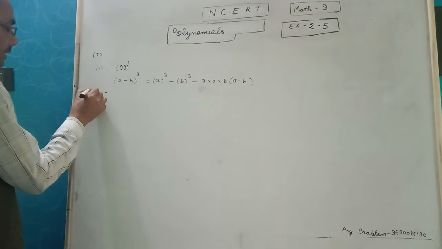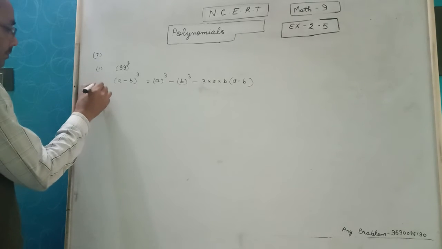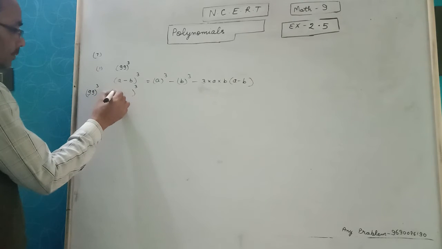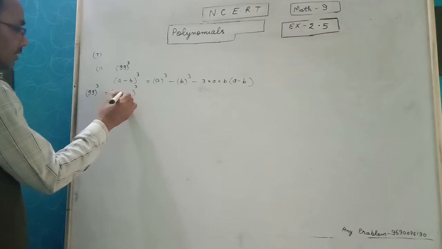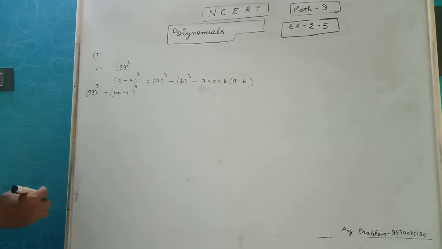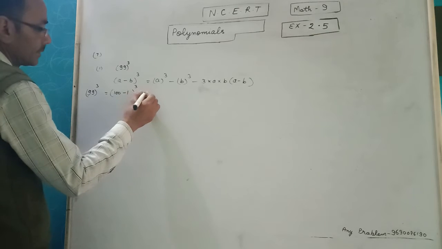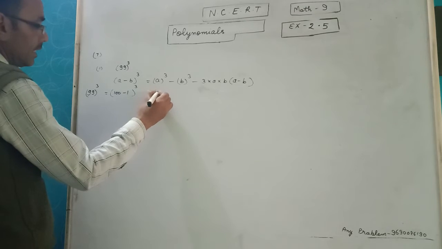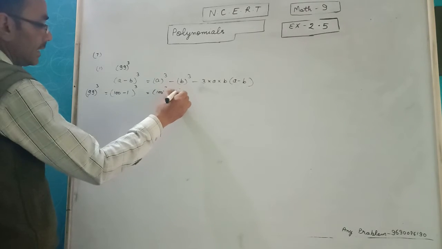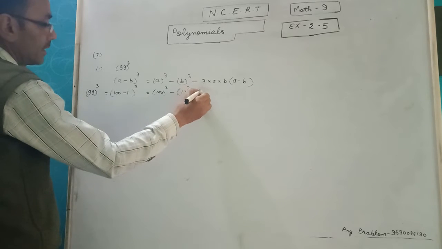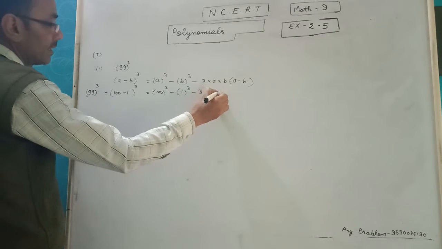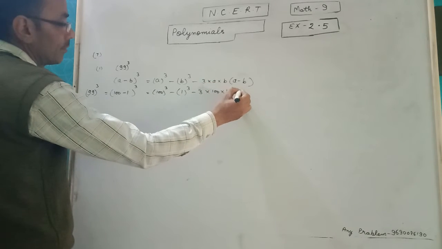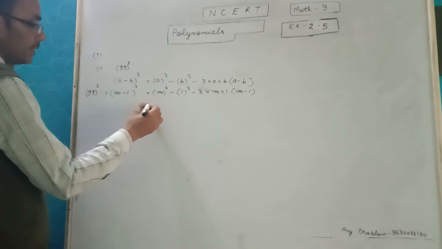Write the question 99 cube. Write this in the form 100 minus 1. A will be 100, B is 1. So 100 cube minus 1 cube minus 3 into 100 into 1, bracket 100 minus 1. Remove the power.